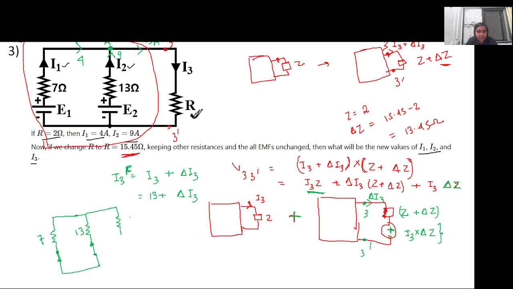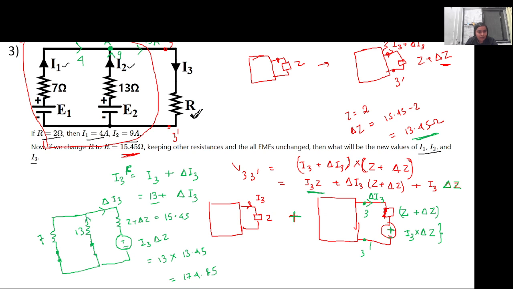Now this is the Z plus del Z, which in this case is given as 15.45, and only one voltage source, which is equal to I3 into del Z. Now we have the value of I3. I3 initially was 13 ampere, and del Z we have calculated, del Z is equal to 13.45. So we have this voltage value, 13 into 13.45, which is 174.85. Now you have this voltage, so let this be del I3.